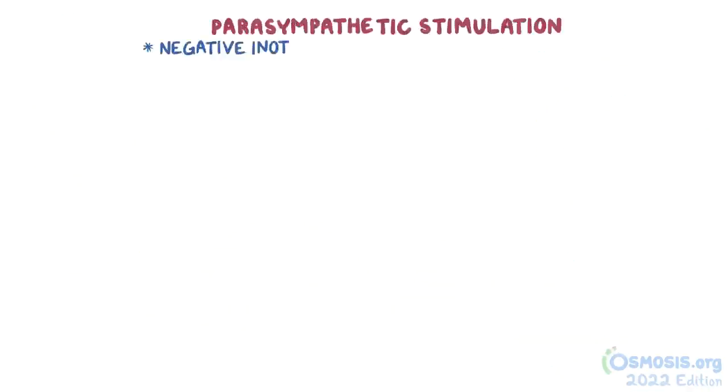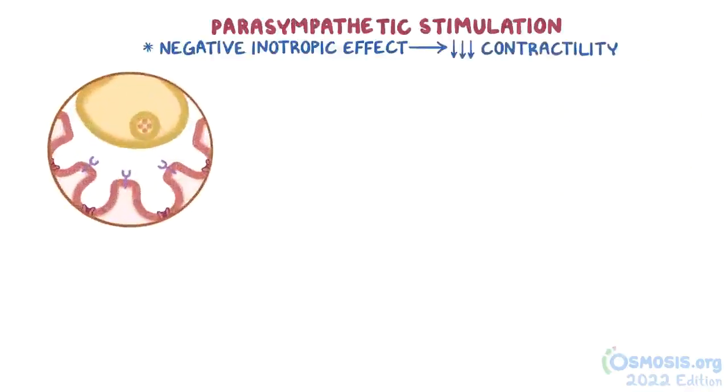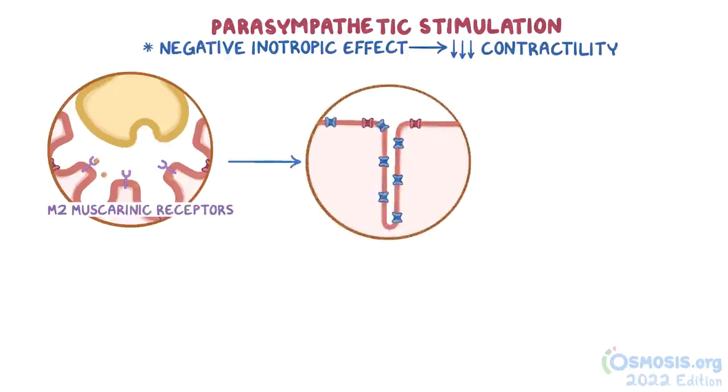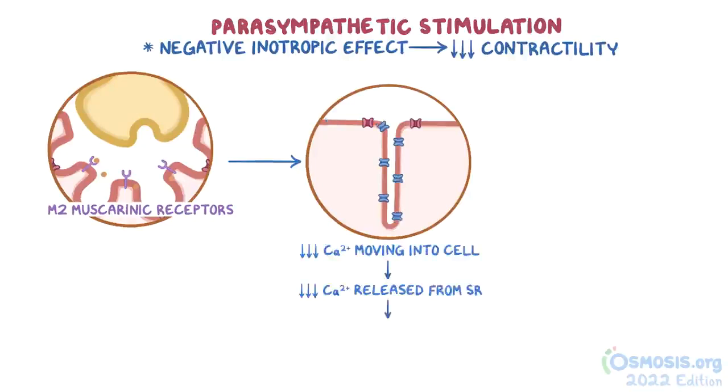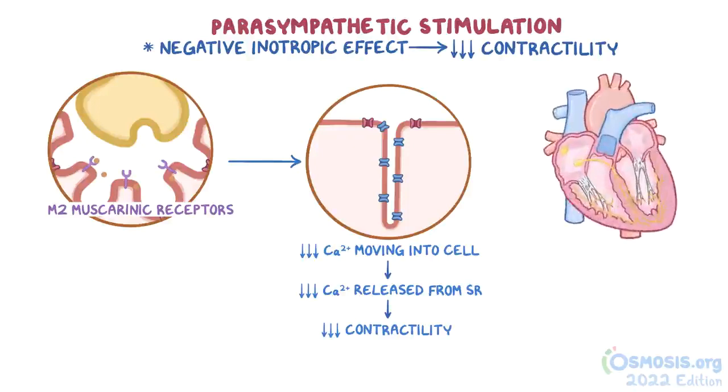On the other hand, parasympathetic stimulation has a negative inotropic effect, so it decreases contractility, mainly due to acetylcholine activating muscarinic M2 receptors on cardiomyocytes. This leads to a downstream cascade of intracellular events that ends with inhibition of calcium channels. With fewer working calcium channels, there is less calcium moving into the cell and less calcium released from the sarcoplasmic reticulum, leading to decreased contractility. In addition, parasympathetic stimulation also acts on the sinoatrial node, decreasing heart rate.